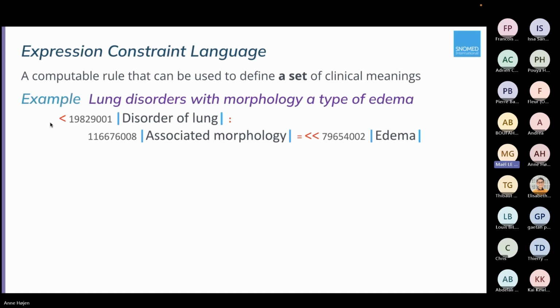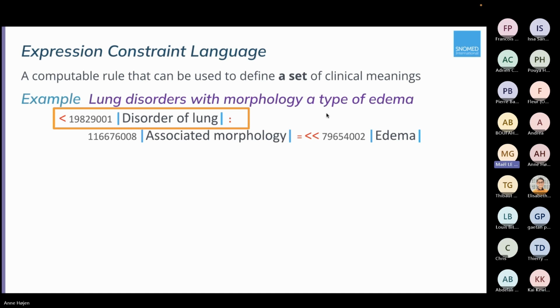This is an example of an expression constraint that we can use to extract all the lung disorders with a morphology of a type of edema. Think about the example I showed earlier today where we want to start looking at our clinical data. If I want to see how many lung disorders we have with the morphology of type of edema. Those questions that could have a clinical value to get answered, that's what we start to formulate now. And I can represent that in a computable, processable manner using this notation here.